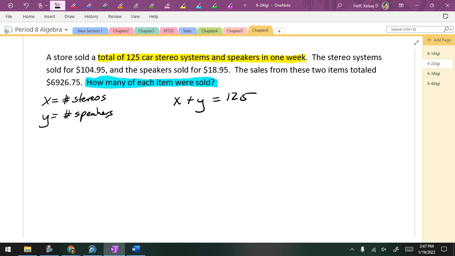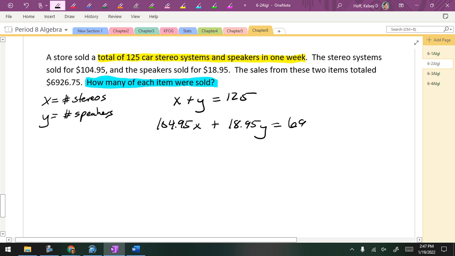Fix your equation, Thatcher. 104.95 X plus 18.95 Y equals 6,926.75. Thoughts now? Did he fix it? It involves that money, right? $104.95 times every stereo is going to give you the total amount sold for stereos, plus $18.95 times every speaker, and then those two added together gave me a total sales of $6,926.75. Yes.